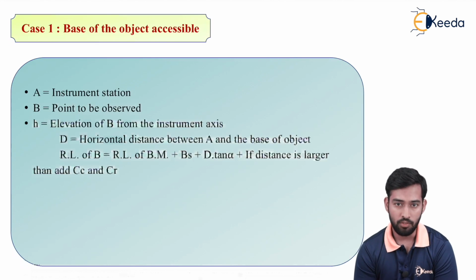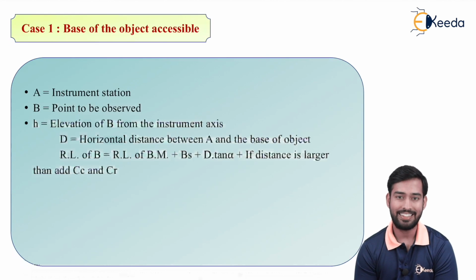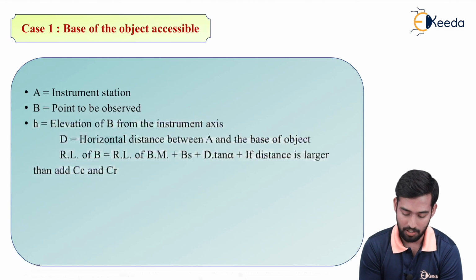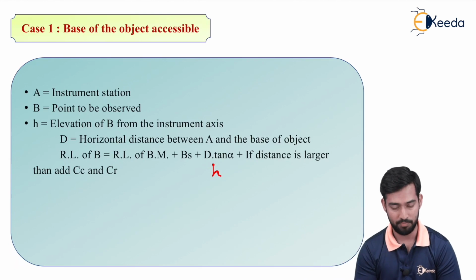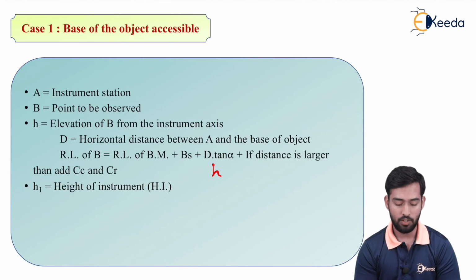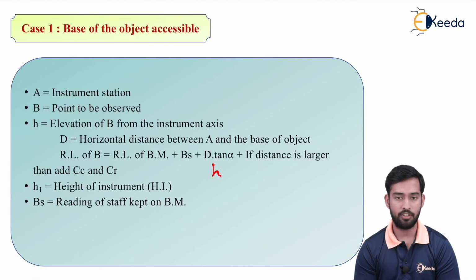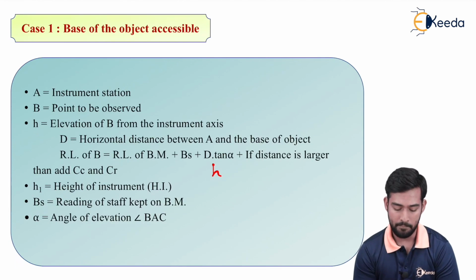Plus BS, the first reading taken on the benchmark, plus D tan alpha. D tan alpha is nothing but your H. Plus, if the distance is large, then we have to add CC and CR. CC means correction for curvature, and CR correction for refraction. If the distance is large, if D is large, then only. Otherwise, we ignore the correction for curvature and correction for refraction. So H1 is the height of instrument, as we have seen in the figure. BS will be the reading of the staff kept on the benchmark, and alpha is the angle of elevation between A, B and C.